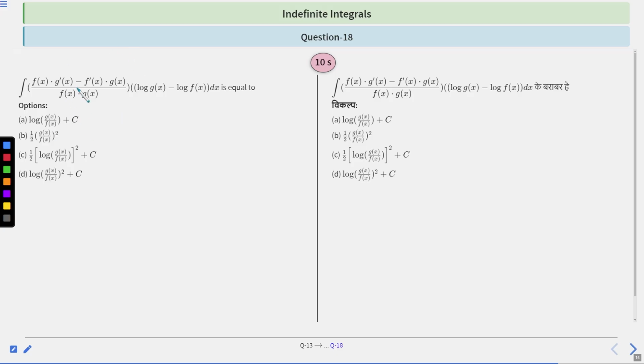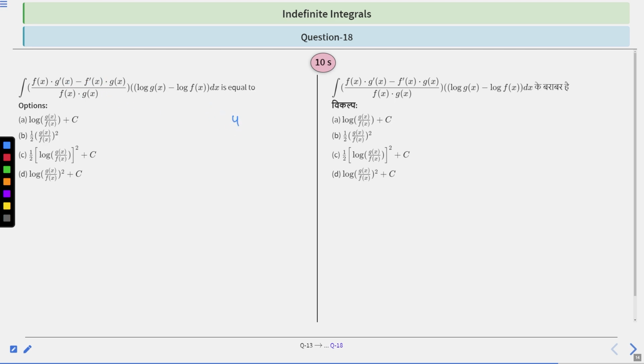Integration of [f(x) g'(x) minus f'(x) g(x)] upon [f(x) g(x)] into [log g(x) minus log f(x)] dx is equal to, right? So see, the hint of this question is: you can observe that in the numerator, what is given? f(x) g'(x) minus f'(x) g(x).